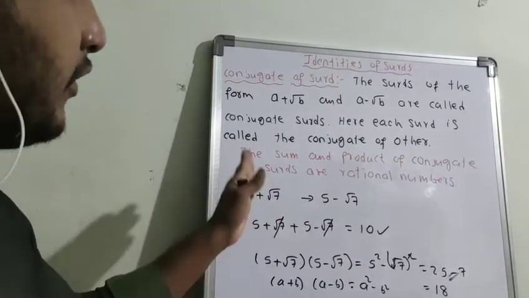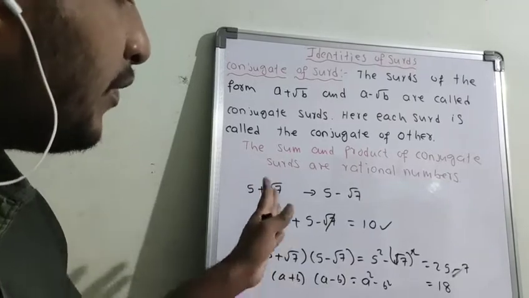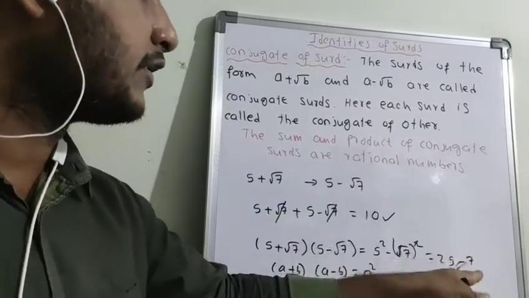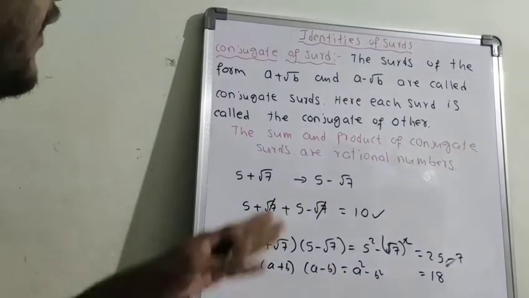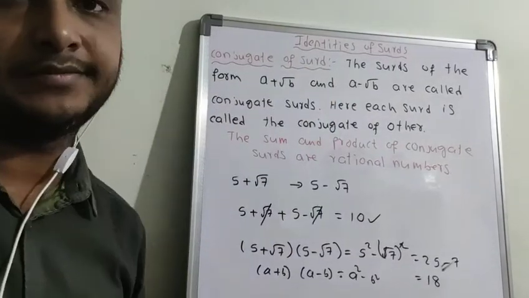And if you do addition of the two conjugates, you will get a rational number. And if you do multiplication of two conjugates, also you will get a rational number. Okay. This is the definition of conjugate of surd.